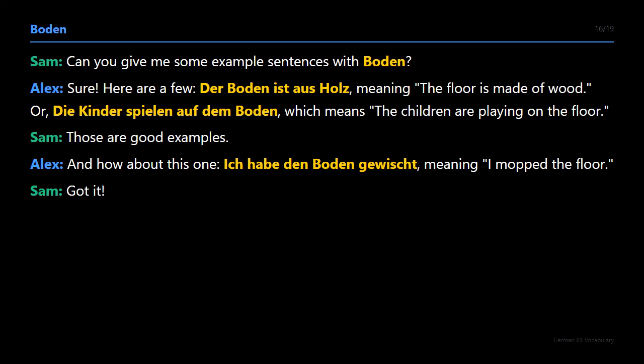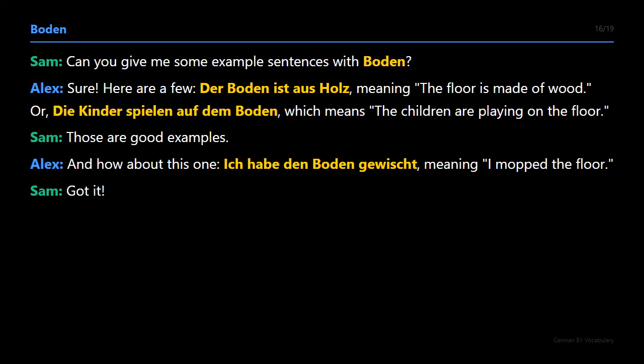Can you give me some example sentences with Boden? Sure. Here are a few. Der Boden ist aus Holz, meaning the floor is made of wood. Or Die Kinder spielen auf dem Boden, which means the children are playing on the floor. Those are good examples. And how about this one? Ich habe den Boden gewischt, meaning I mopped the floor.